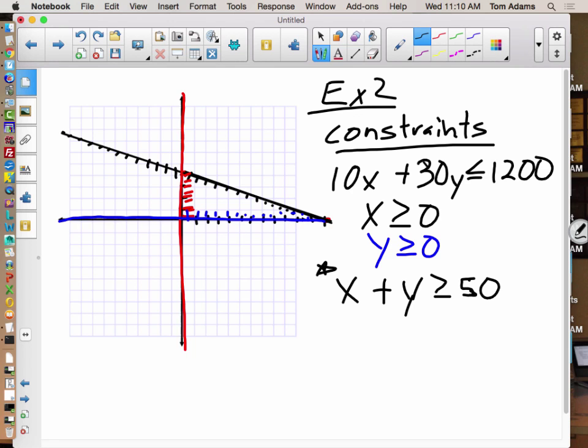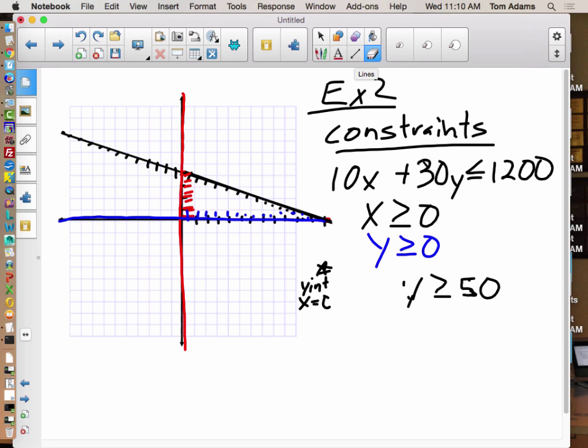The y-intercept occurs when x equals 0, right? Well, when x equals 0, this goes away to 0. So what's my y-intercept? Y is greater than 50. So I got to go 1, 2, 3, 4, 5, and y is greater than that.